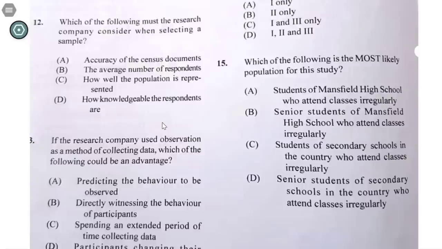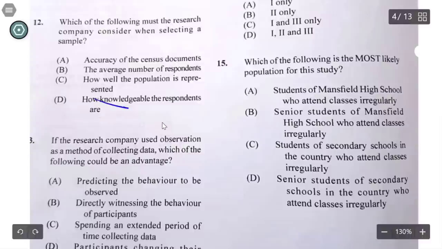No, you don't need this because we're just checking. We want to see why senior students are attending classes irregularly. The average number of respondents, nope. The accuracy of the census documents, this doesn't really matter if the population itself isn't represented properly.